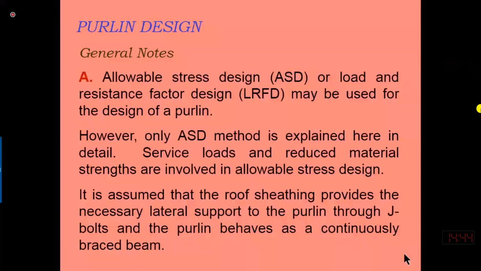So what is the basic function of the purlin? Actually, all loads, dead load, live load or wind load, are acting on the roof sheeting. The sheets may be corrugated and are provided at the top of the truss system.